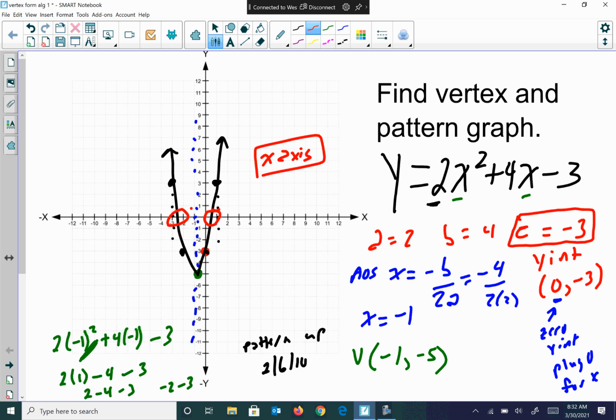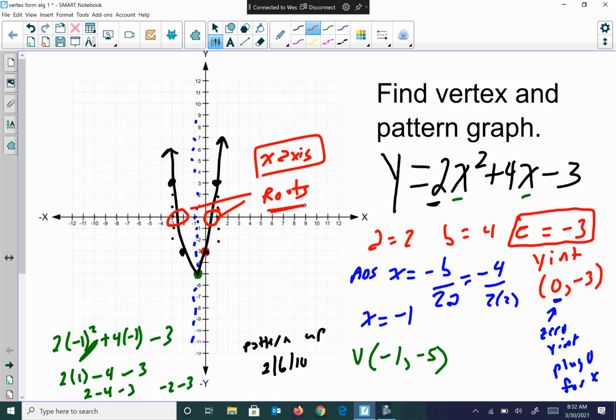These are roots, but I can't always tell the exact root. My pattern graph, if it's done correctly and does fall exactly on the x-axis, gives you the exact root. But I don't know what the exact root is here. I know it exists, but I don't know the exact value. I know it's something comma 0, but I don't know the exact x value.